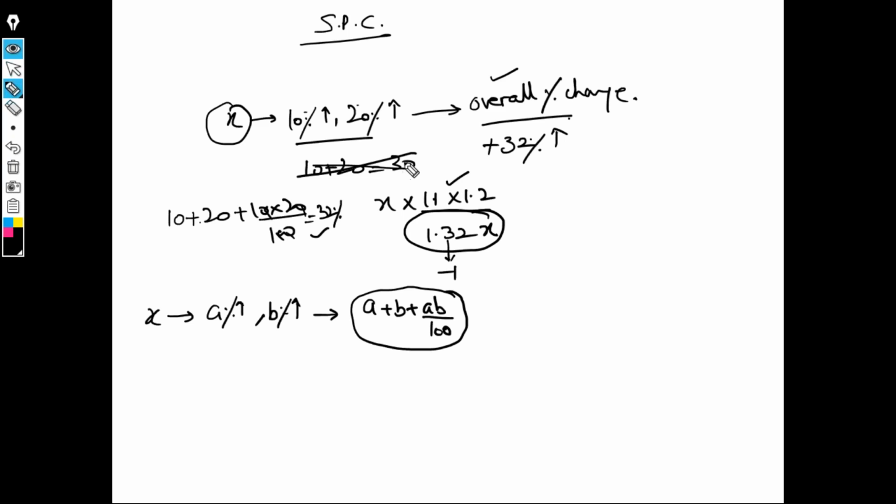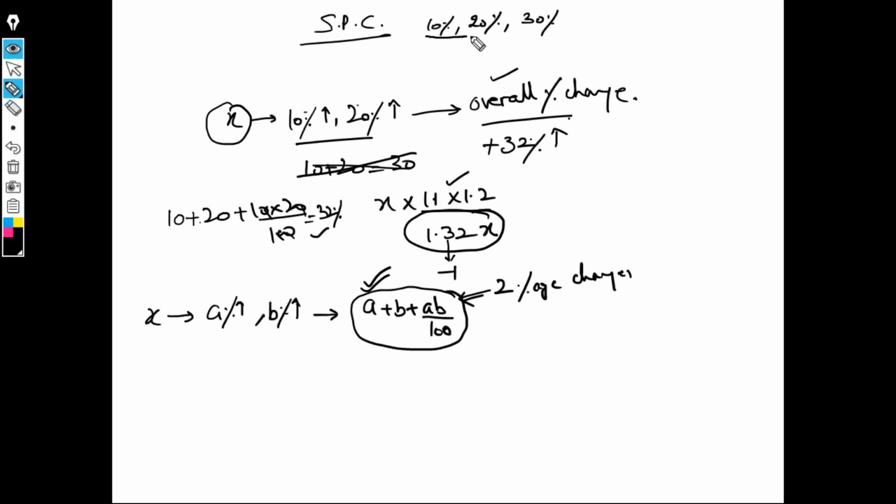On the other side, we also need to focus on the fact that this relation can be used for exactly 2 percentage changes only. If there are more than 2 percentage changes, then I have to use the very same relation multiple times. Yes, Neeraj, it always works. It's a generic case. So if I say that a value is increased by 10%, 20%, and 30%, then what is the overall percentage change?